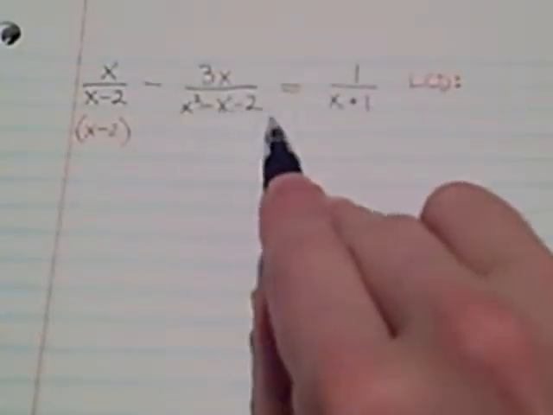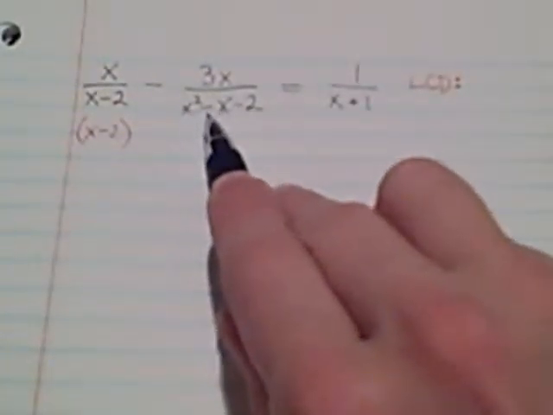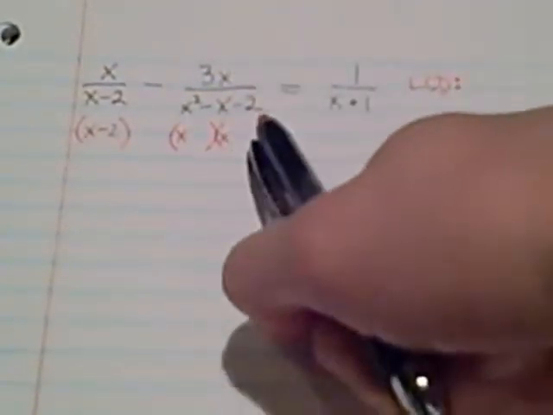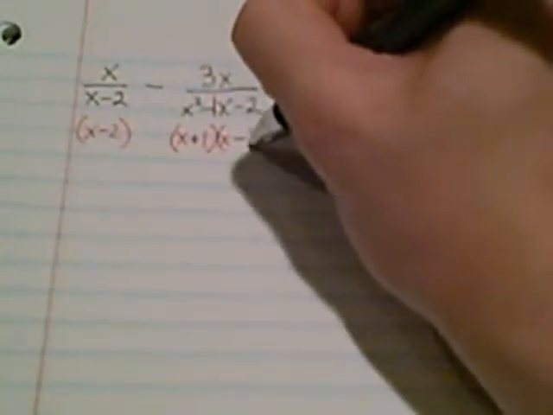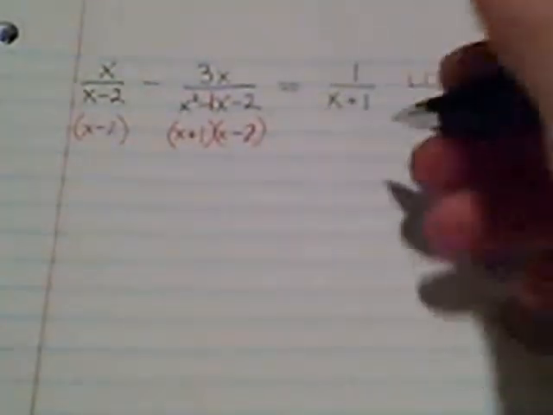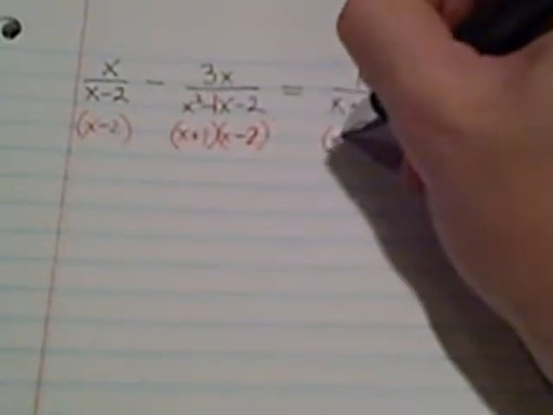What about this denominator? We've got a nice trinomial, x squared minus x minus 2. We could factor that. We're looking for a pair of numbers multiplied together as negative 2, but added together as negative 1. So I like positive 1 and negative 2. Our last denominator, the one on the right side, we could not factor that, so it's x plus 1.